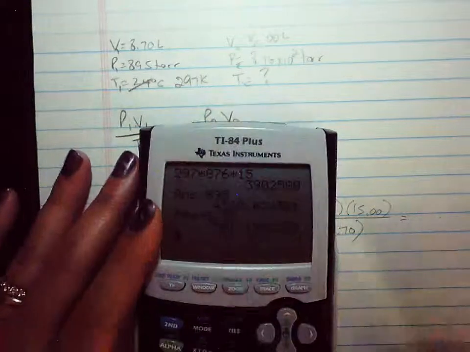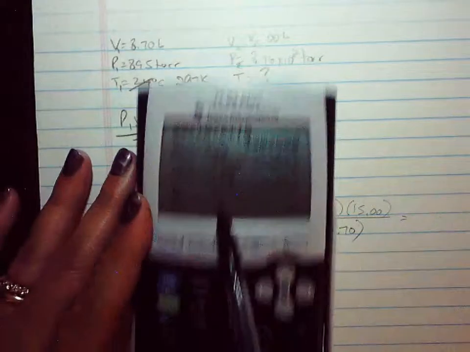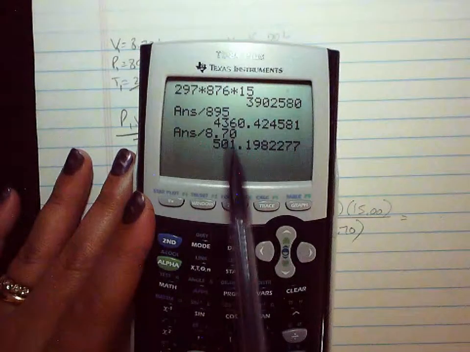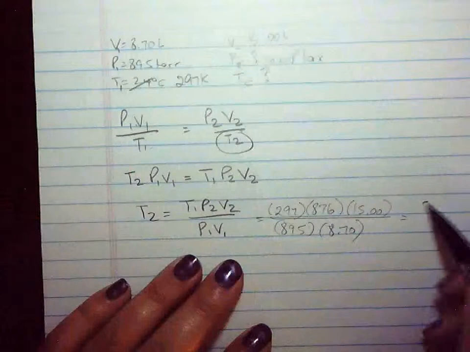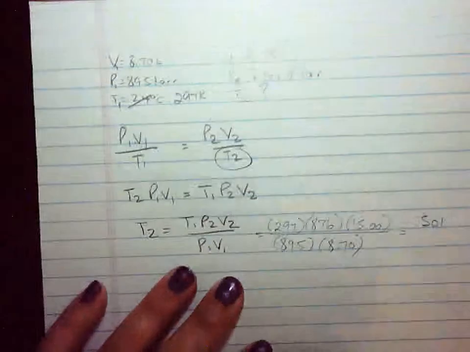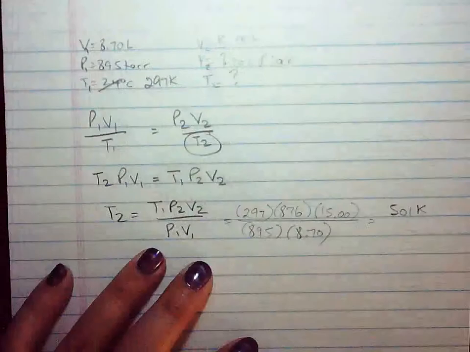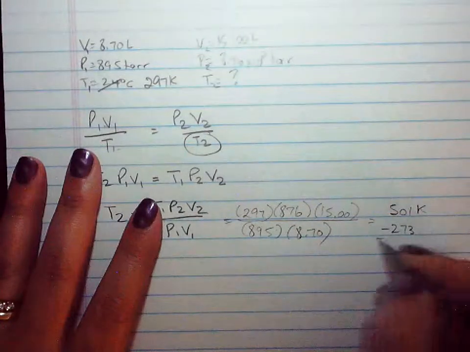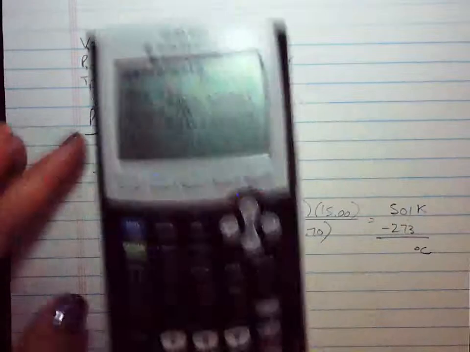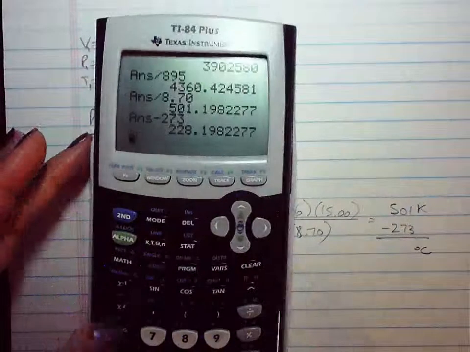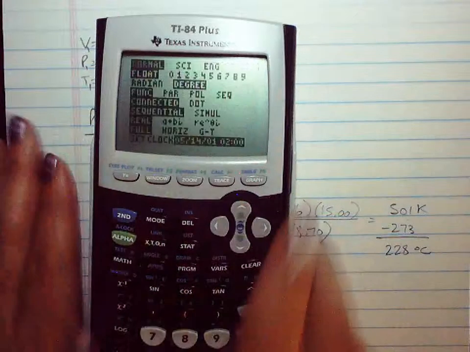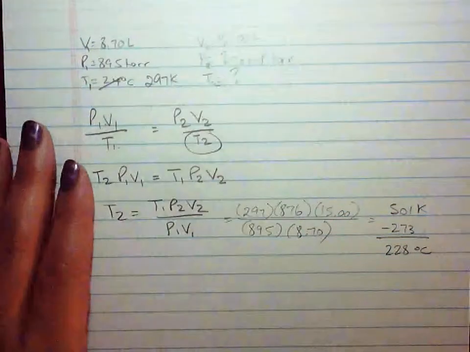Okay, what is that to 3 sig figs? Come on. What is that to 3 sig figs? 501. Units. It's temperature. Let's leave it at Kelvin. If it had specified to do it in Celsius, you subtract 273 from that. 228 Celsius. Okay? That's all you do.